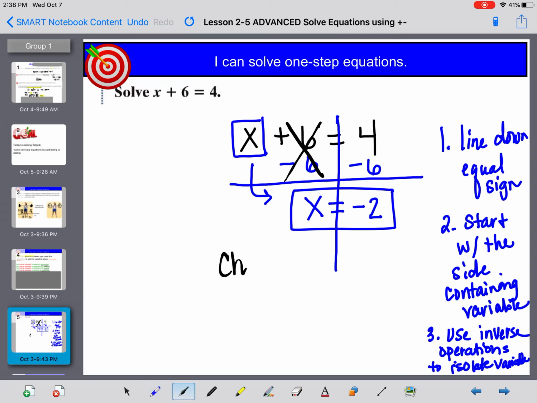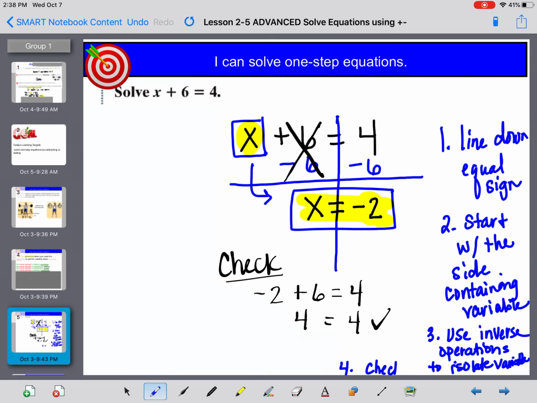Before I'm ready to declare negative 2 my official answer, I need to check my work by substituting negative 2 back into the original variable in the original problem. Negative 2 plus 6 equals 4. So is negative 2 the solution? Negative 2 plus 6 does equal 4, and so I know that that is the right answer. So step 4 is check your work.